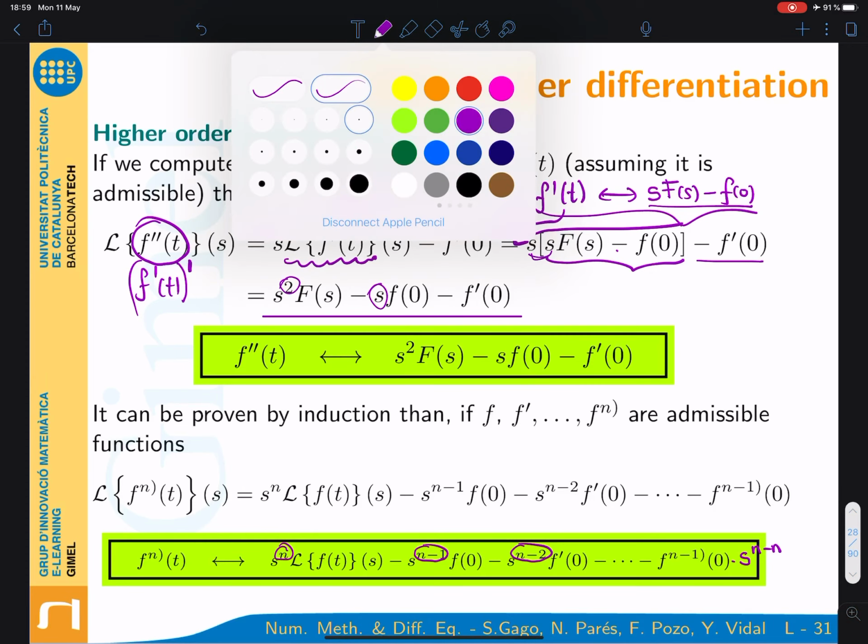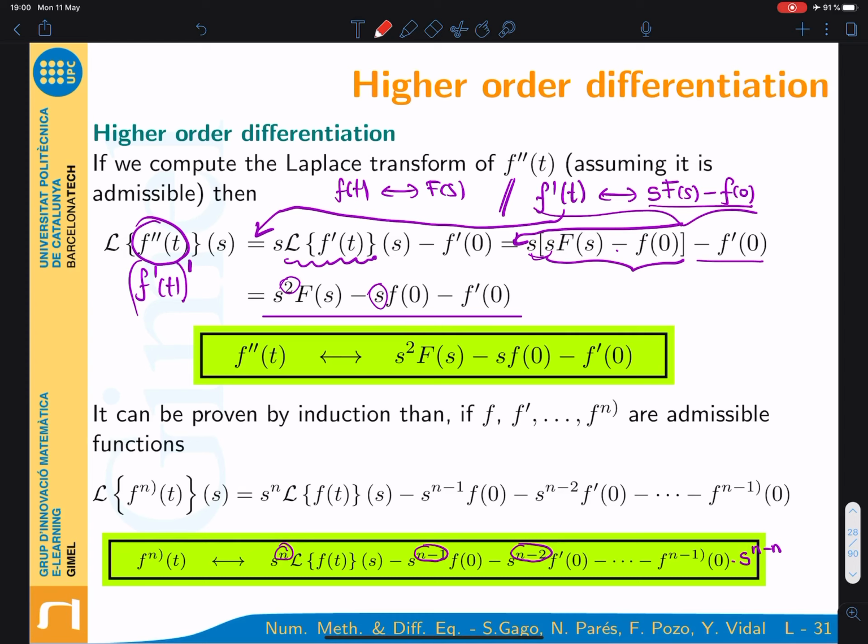And the function f of 0 appears here, then the derivative of the function at 0, and now this increases, and it increases up to the derivative of order n minus 1, okay?